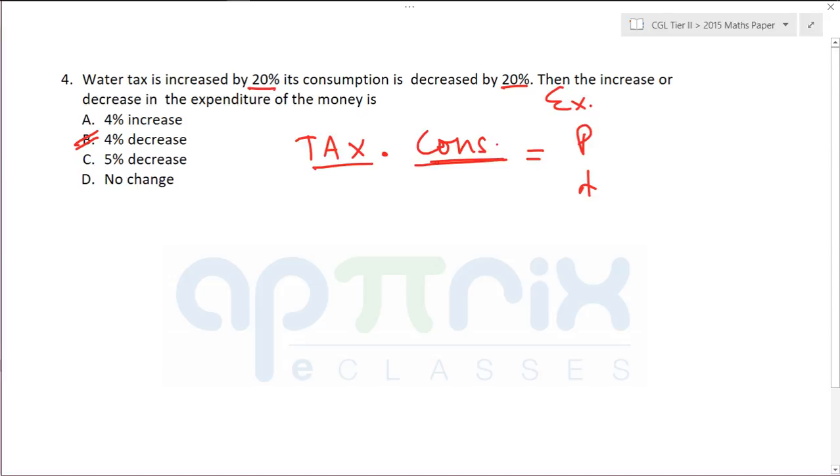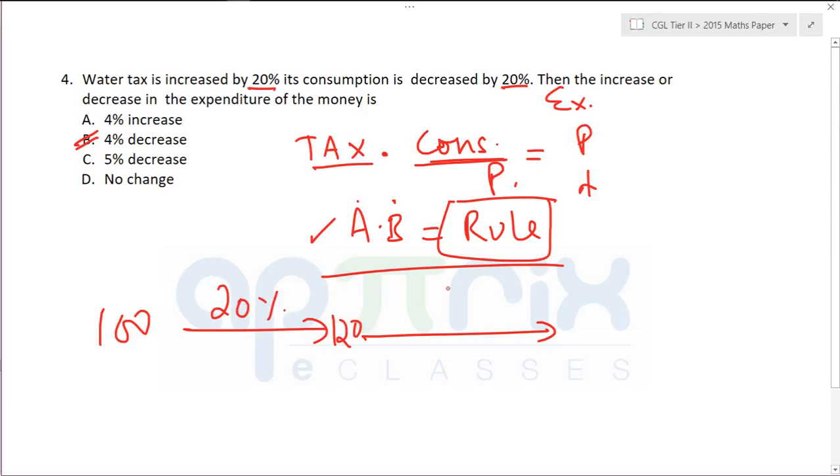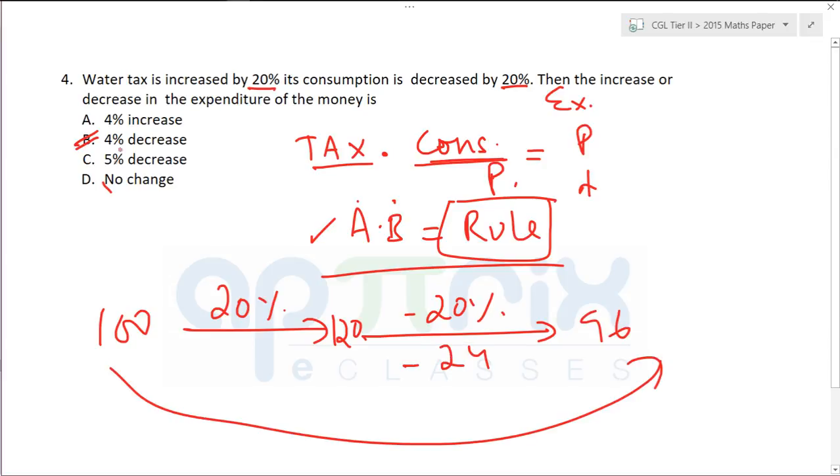So this is a well-known case, right? A into B is equal to P. I will later teach you the AB rule, and that will make these questions pretty easy. But it is simply a case that both are changing, and you simply have to find what will be the change in product. This case is nothing but a successive percentage change case. So you start with 100, increase by 20% first, it will become 120. And then decrease by 20%, that will be minus 24, it will become 96. 100 becomes 96, it is a 4% decrease.